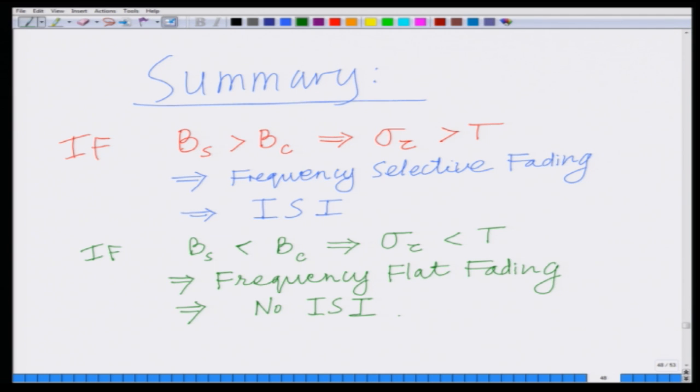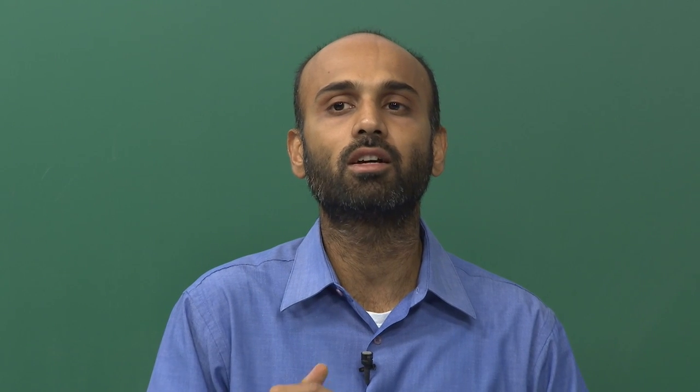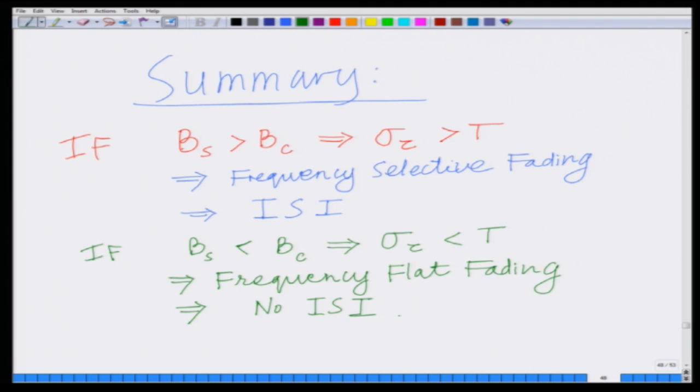What we have done in this module is we have defined this new parameter, the coherence bandwidth, to characterize the wireless channel. And along with that, we have seen how these parameters relate: the coherence bandwidth, the delay spread, and the interplay between these various parameters in terms of the inter-symbol interference, frequency selectivity, and also distortion at the receiver. So this is a very important module which summarizes the various effects occurring in the wireless channel, and we will look at the other important aspects of the wireless channel in the subsequent modules.